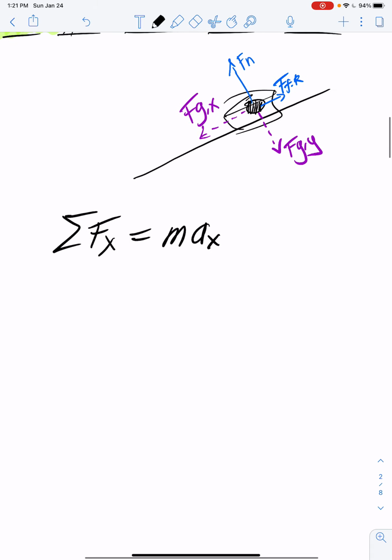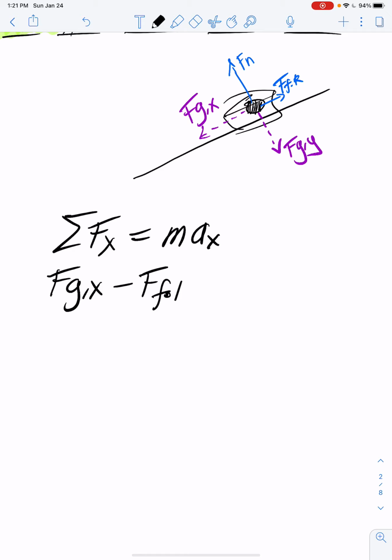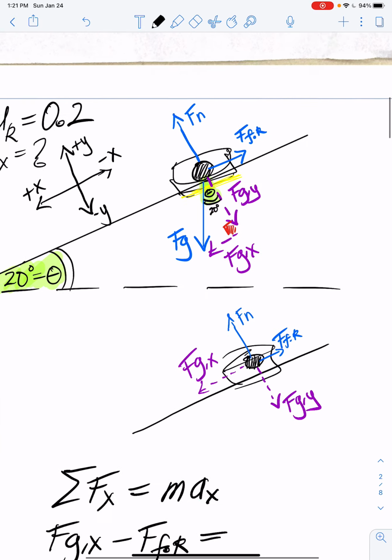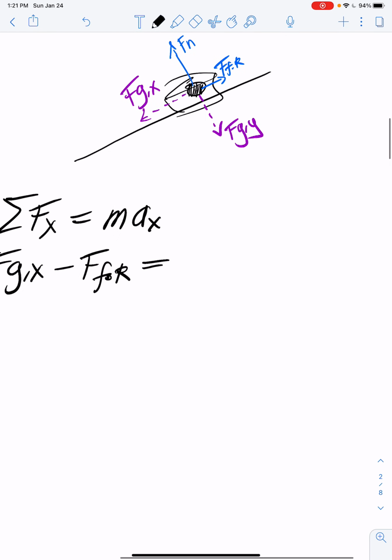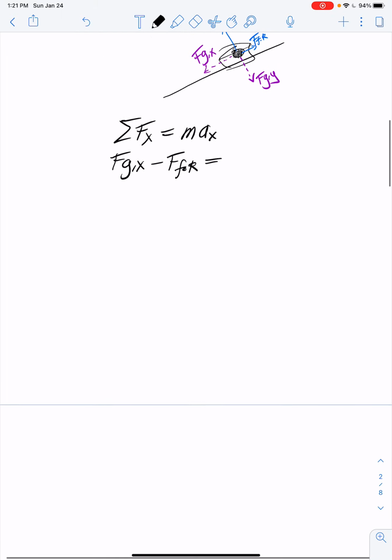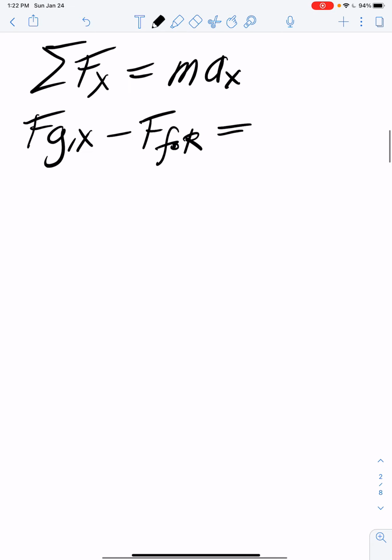So positive X forces, we said down the ramp is positive, so FGX. Negative X forces, force friction kinetic, equal to the mass of the nugget. What was it, a 10 kilogram nugget? 5 kilogram nugget, which is what, like 11 pounds? So still a pretty heavy chicken nugget. All right, so 5 kg. Acceleration, we don't know.